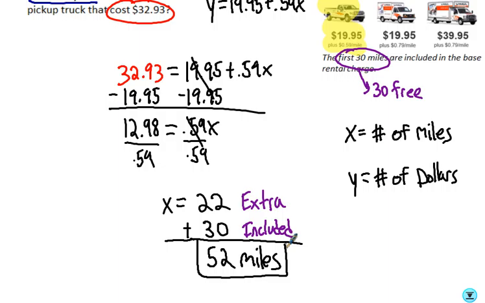So on the next two problems here, don't forget to add back in 30. So on 3.2 and 3.3, you're going to get a number, like I got 22, but then you're going to have to add back in 30 to that to get the right answer. All right, so go ahead and pause now and try 3.2 and 3.3.